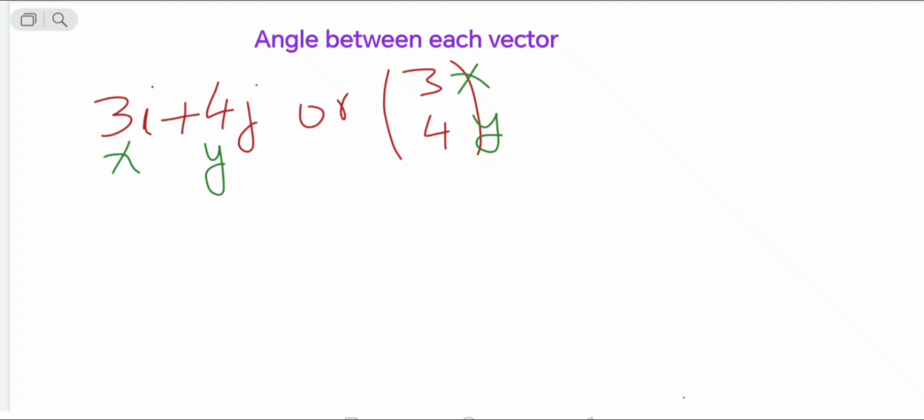The formula is tan inverse y over x, which is equal theta. Theta is an angle. Okay, there are now different situations. For example, it can be xi plus yj. It means both are positive, x positive and y positive.